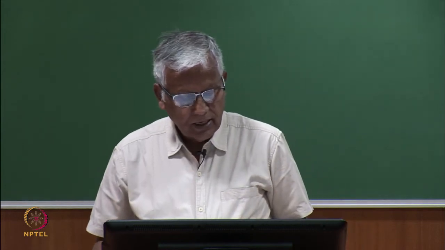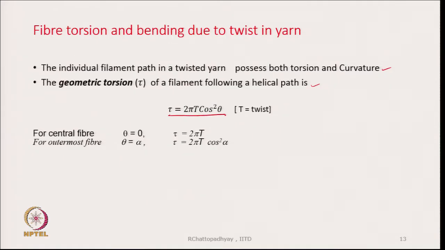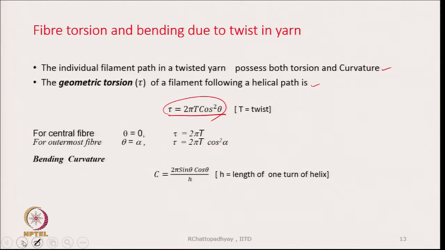Okay, let us first see that the torsion is shown by these equations, where tau is 2 pi T cos square theta. So, theta is the inclination angle and T is the level of twist. So, for central fiber theta is 0, there is no inclination. So, tau is equal to 2 pi capital T. It is twisted in the sense that the torsion value of this is going to be 2 pi T. It is twisted on its own axis only, we can expect.